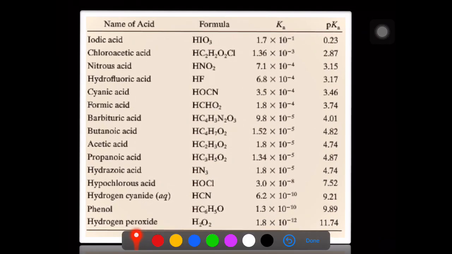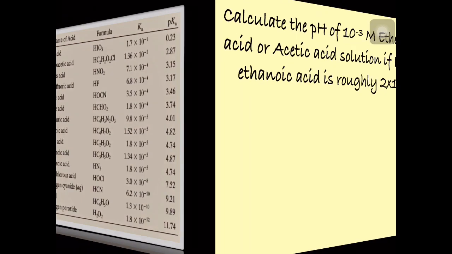So here is a list of several weak acids. Here for iodic acid, the value of Ka is largest compared to all the other weak acids listed out here, and therefore iodic acid is the strongest amongst these acids. Similarly, for hydrogen peroxide, the value of Ka is the least amongst all the acids listed here, and therefore as Ka is the least, the pKa is the largest.